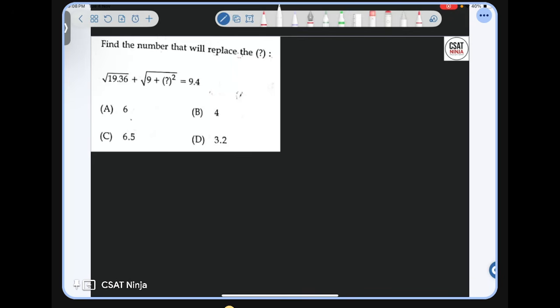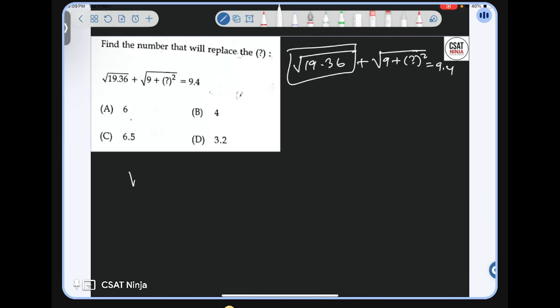So we need to find the square root of 19.36 plus root over 9 plus question mark whole square, which is equal to 9.4. For some, this will be very easy, but for some, it will be very hard. So now you need to find the square root of this.